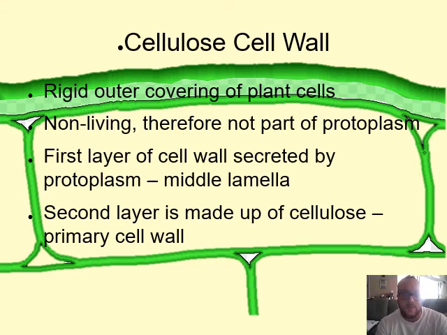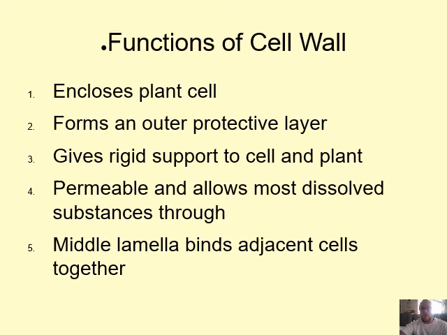The first layer of the cell wall secreted by the protoplasm is called the middle lamella, and you can see it as the lighter green layer of the picture in the background. And then we have the second layer, which is made up of cellulose, and this is called the primary cell wall, and that is the more neon green on the far outside of the entire structure over here. The functions of the cell wall: it encloses the plant cell, forms an outer protective layer, and gives rigid support to the plant and the cell.